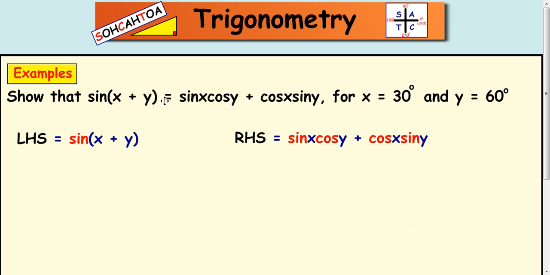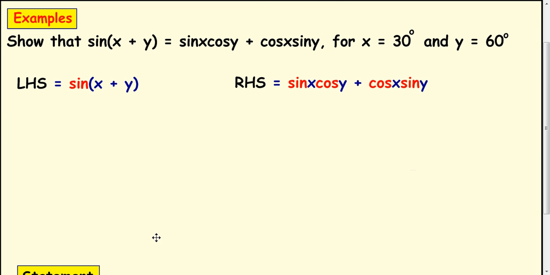So the way to solve this is to look at the left hand side, that's what this stands for, and then look at the right hand side and show that they independently come to the same value. So let's start with the left hand side.